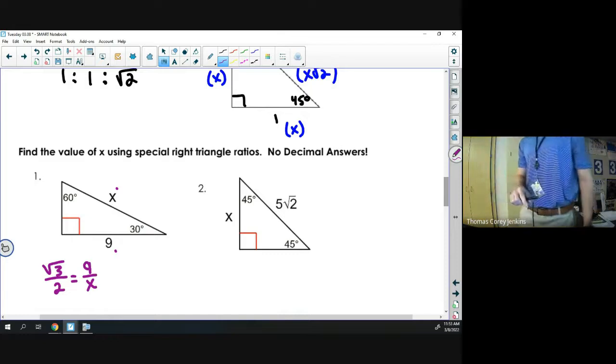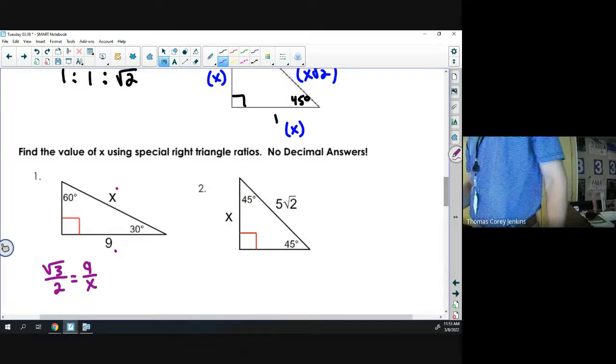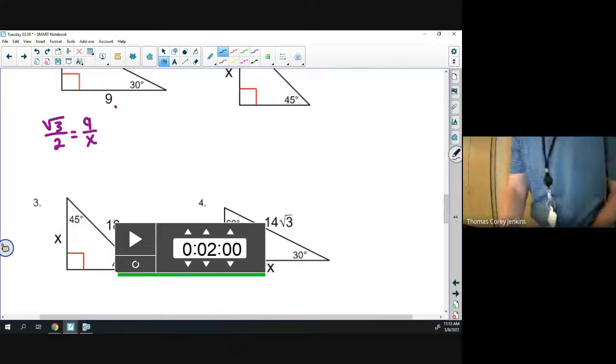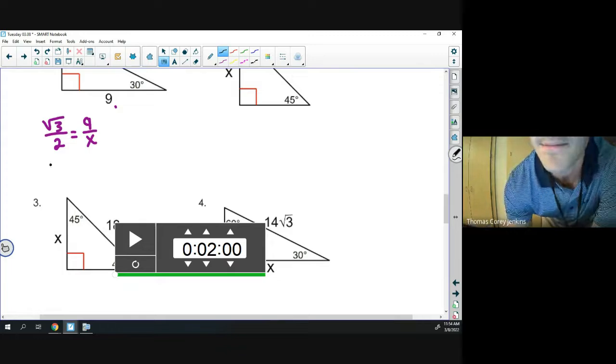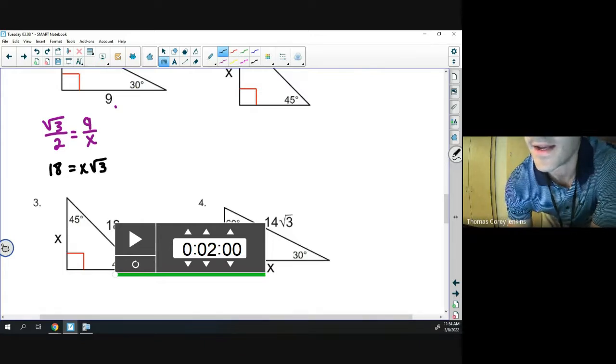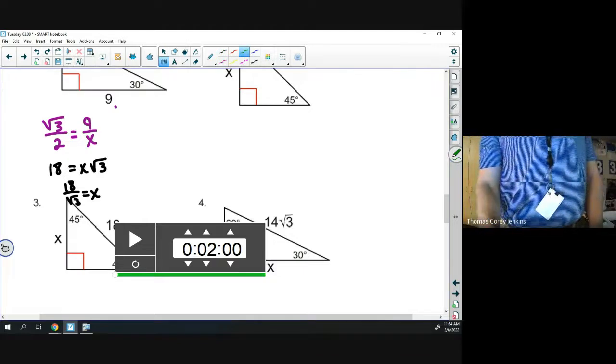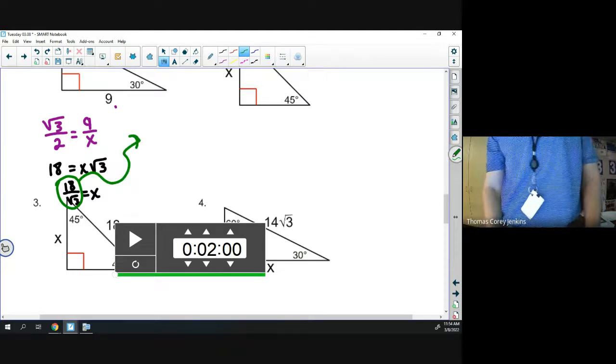Okay, that's not the only way you could set that up, but that will work. Okay, so any questions about how I set that up so far? All right, and then we just try to solve for x. Okay, so we just use cross products, right? If we're solving a proportion, 9 times 2 is 18. X times the square root of 3, and we'll just call it x square roots of 3. All right, so then to get x by itself, we just divide by the square root of 3, of course. So we'll say 18 over the square root of 3 is equal to x.